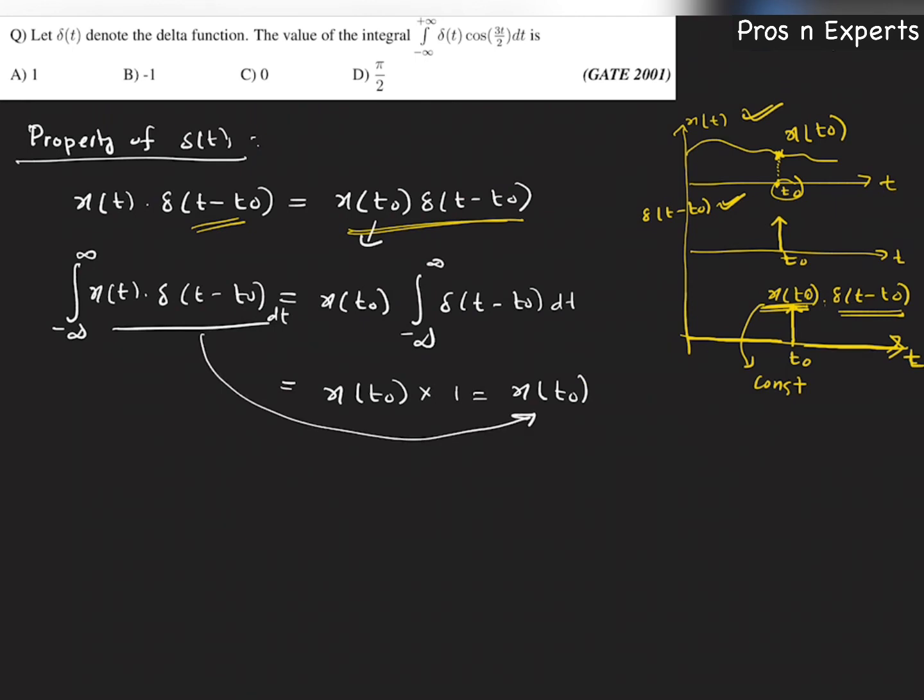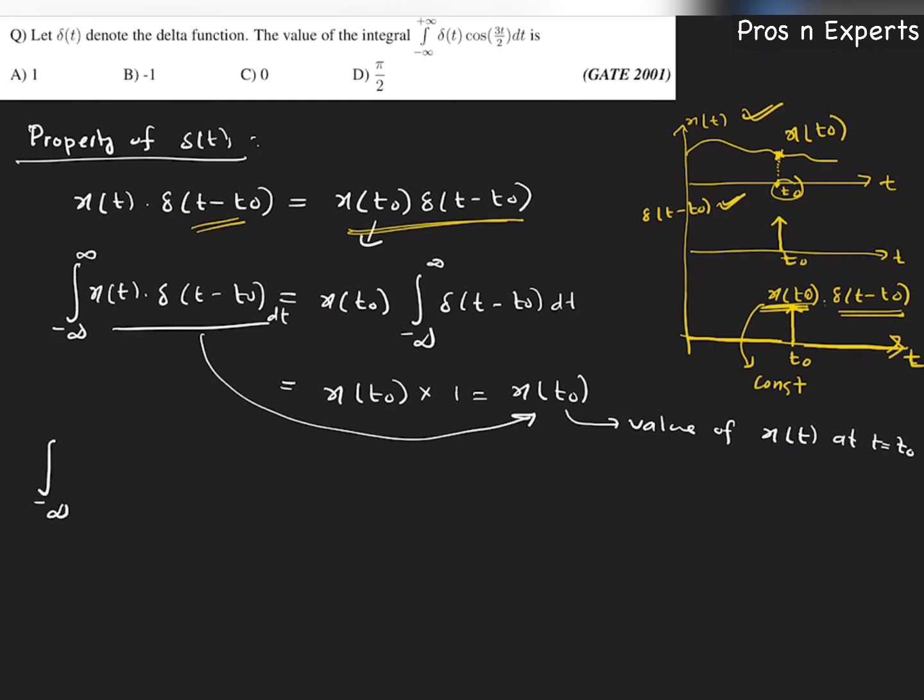And what is x of t0? It is the value of x of t at t equal to t0. So whenever you multiply any function with an impulse signal and integrate it, the answer will be just the amplitude of the function you are multiplying with the impulse, at the time where the impulse is present. At the time where the impulse is present. So this is just a scalar value. Okay, now let us get on to the question.